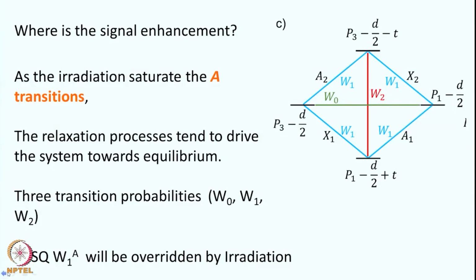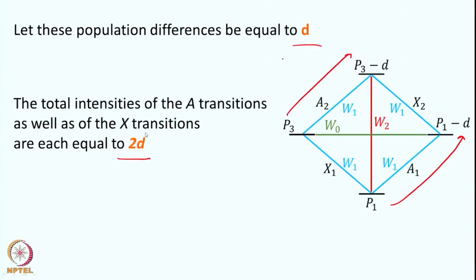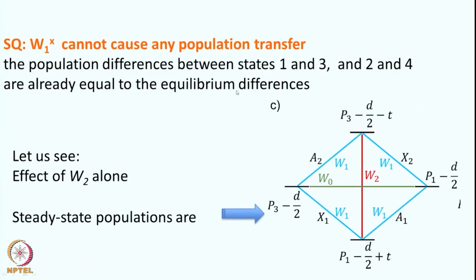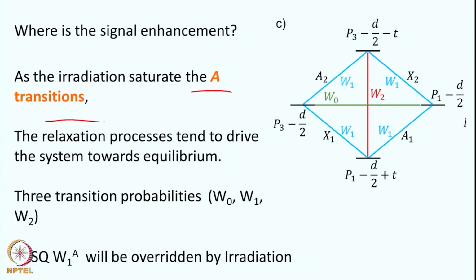We looked at the populations of these states P1, P2, P3 and P4, where the population difference term is called D, and we measured that in X there is an enhancement of 2D. If you remember the previous lecture, here the enhancement was 2D between these two states. We will continue from there and try to look at the effect that comes because of irradiation of spin A.